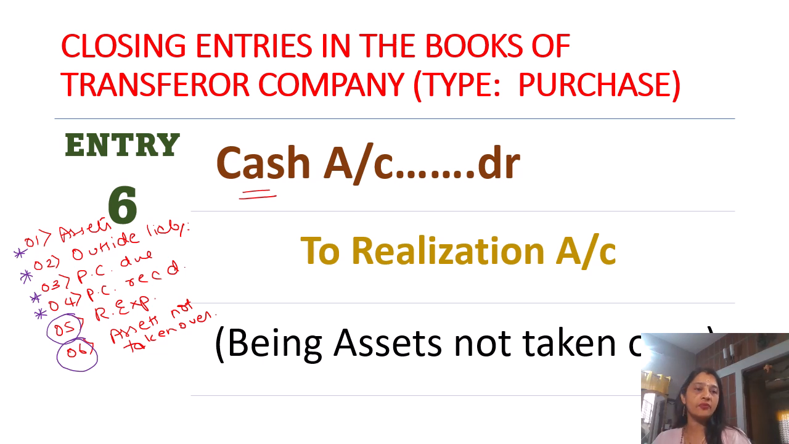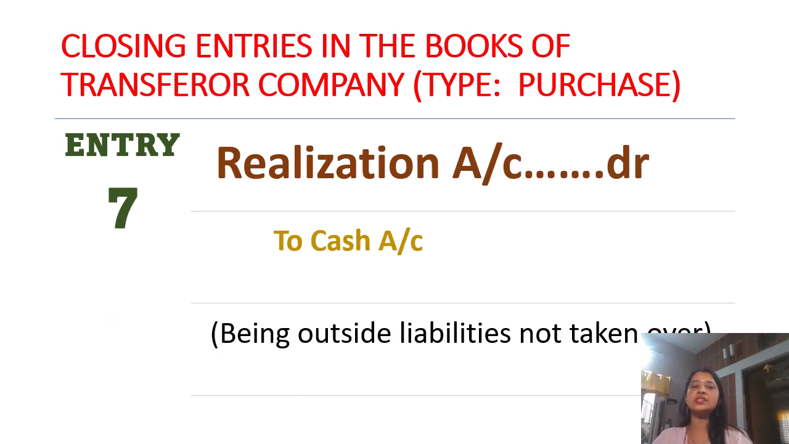Alright. Similarly, the next one is liability not taken over. When you sell the asset, you get cash. When you pay back the liabilities, cash goes out. So it is the reverse entry of the previous one: realization account debit to cash account. This is if the outside liabilities are not taken over by the transferee company, you should only pay. When you pay, cash goes out. The cash account is credited and the realization account is debited. I will write all these steps after the 8th or 9th entry. So you should have already memorized by now all these six entries plus the seventh entry, which is for outside liabilities not taken over.